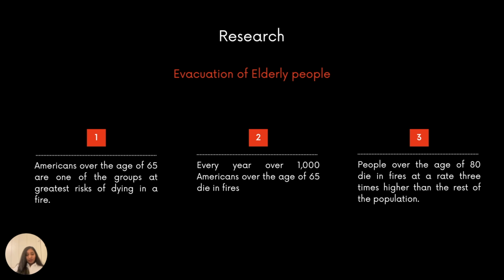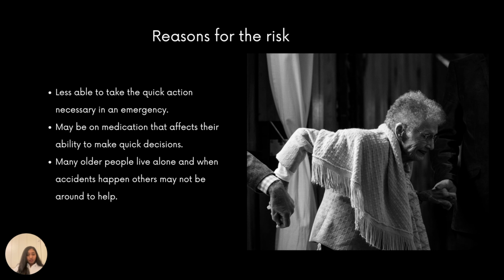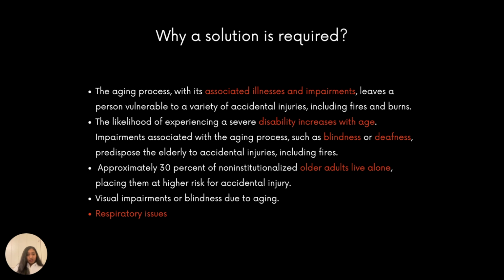Research shows that people above the age of 65 are prone to a lot of dying in fire, and people above 80 are at major risk, and every year 1,000 people above the age of 65 die in fire. So the reason behind the risk is that elderly people lack quick action, and since they are under a lot of medication, they do not respond quickly, and most of them live alone, so it's hard for them to cope with the situation. So why is a solution required?